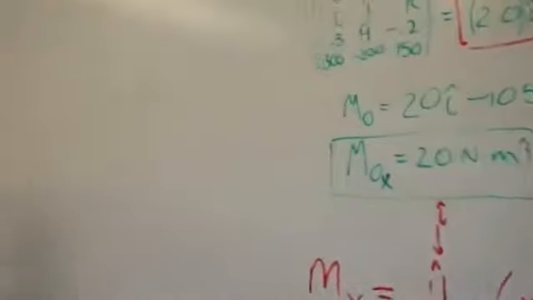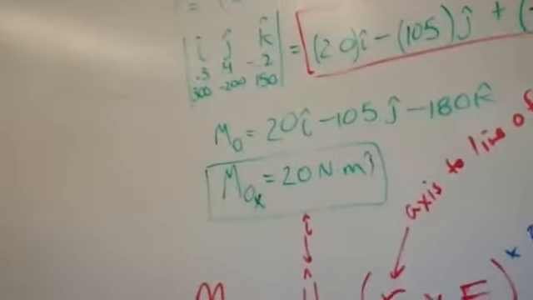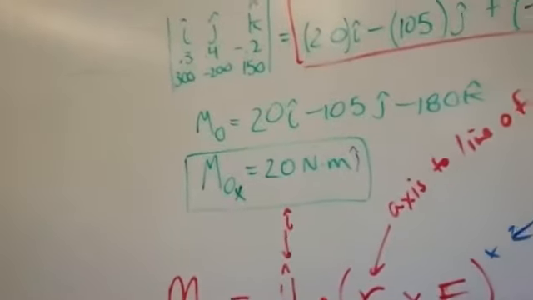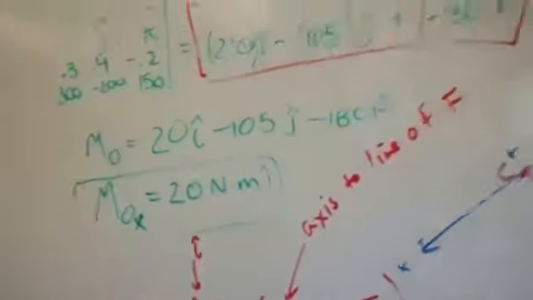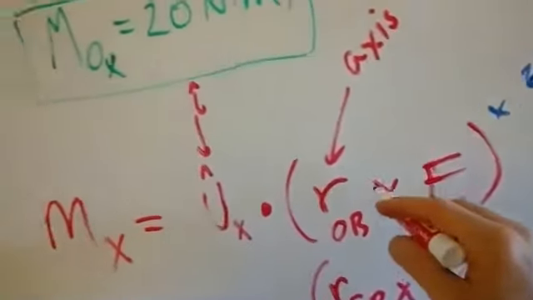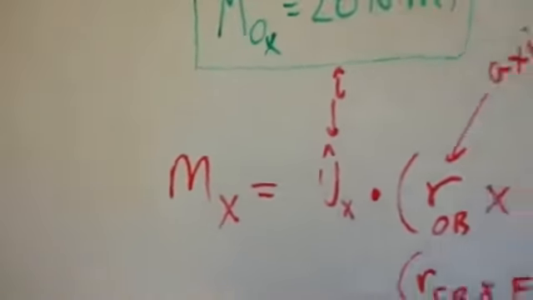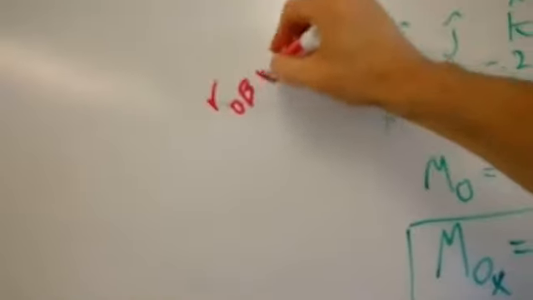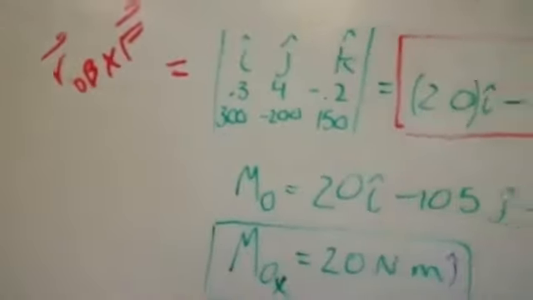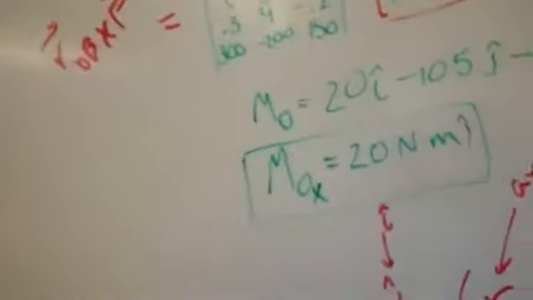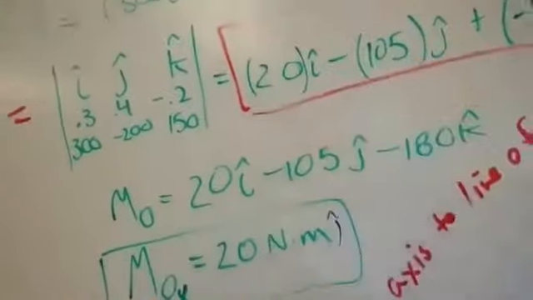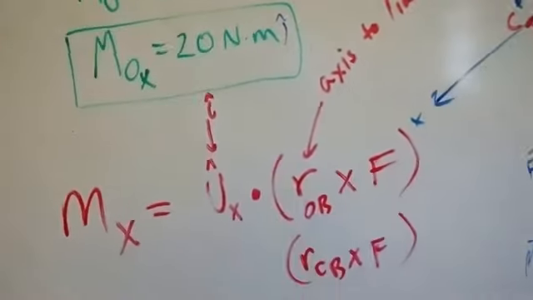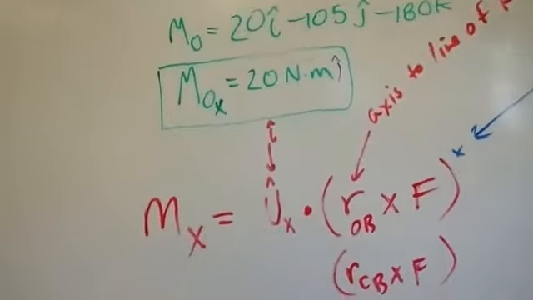And I'll show you, because when you do the triple product, you can do that all in one determinant. Did you know that? So they did the cross product separately, and then they dotted that with the unit vector. So this is the cross product, r_OB cross F, right? And then they took and dotted that with u_x, which is i, which just picks off the 20. And so, great, that's the answer.